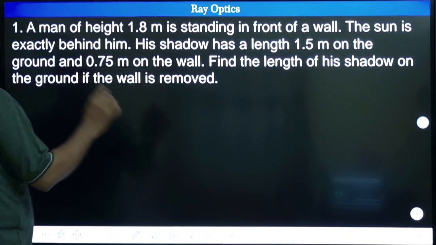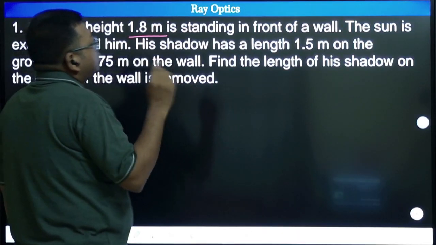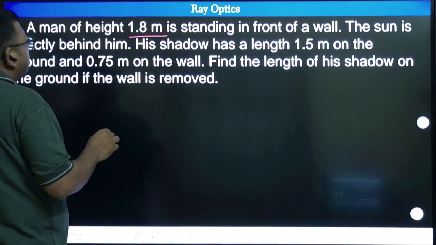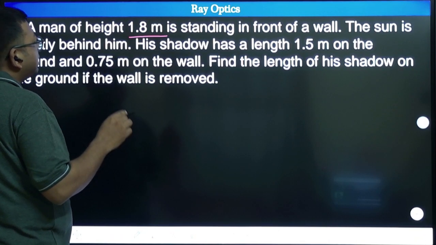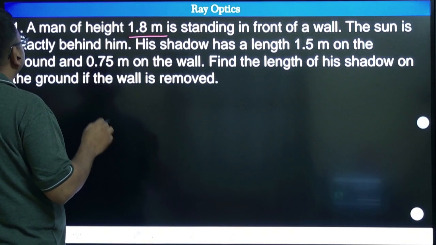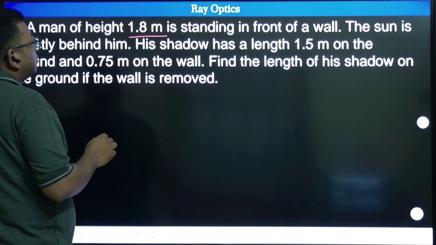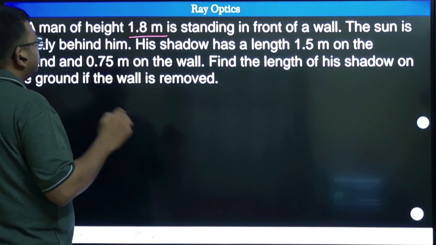A man of height 1.8 meters is standing in front of a wall. The sun is exactly behind him. Okay, sun is exactly behind him. His shadow has a length of 1.5 meter on the ground and 0.75 meter on the wall. Find the length of his shadow on the ground if the wall is removed.